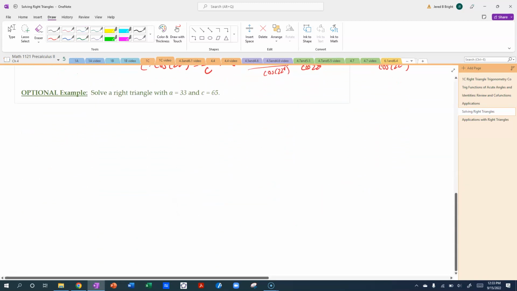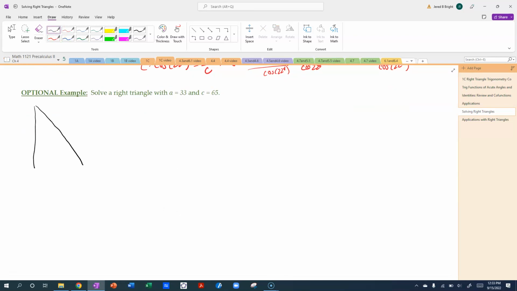All right, next example. Okay, this one is optional, so if you want, you can skip this one. This will not be a part of the required material right now. Eventually, maybe. Okay, we have a right triangle.